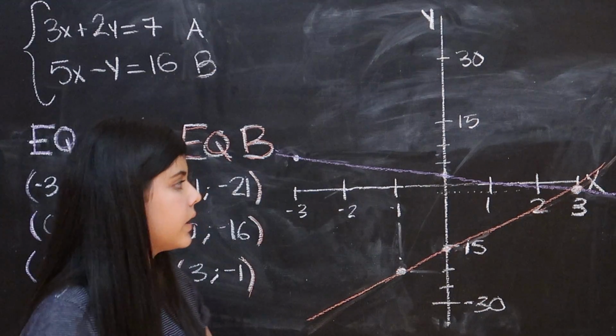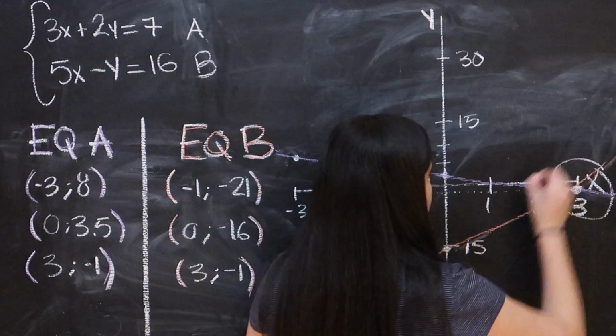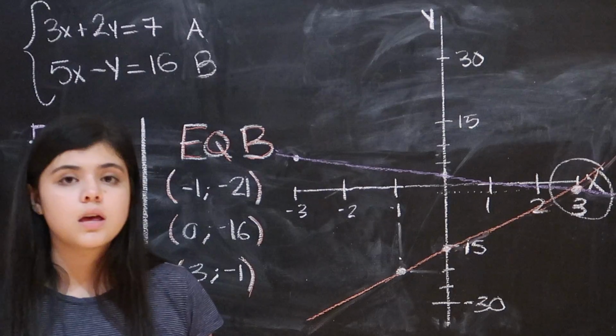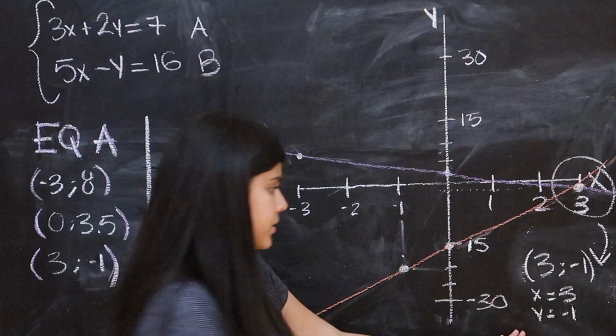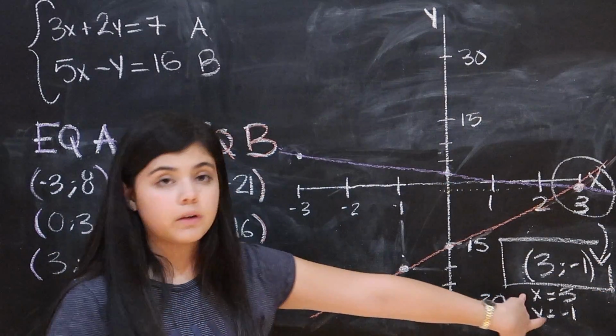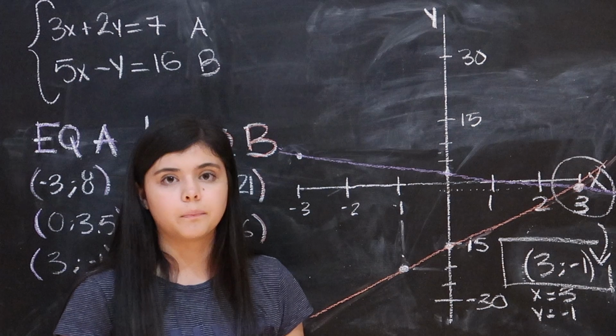Here we can identify that both equations share a point in common. This is the intersection of both equations, and therefore it's a solution for the system. This is the point. We have the value of x and the value of y, and that gives us the solution of the system.